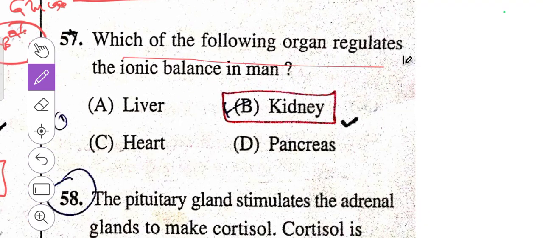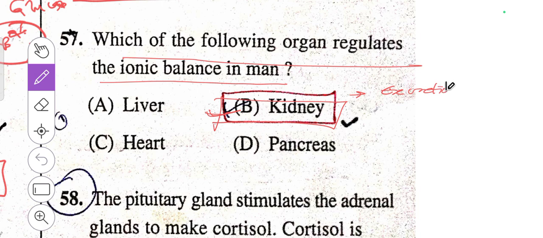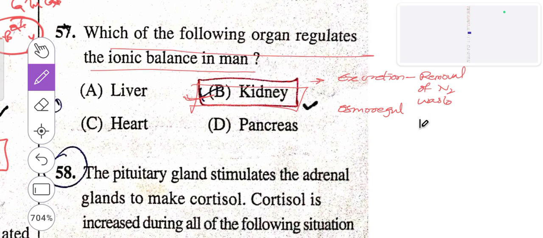Which of the following organs regulates the ionic balance in man? That is the kidney. The kidney does the function of excretion, that is, removal of nitrogenous waste, and also another function, osmoregulation. Osmoregulation is nothing but the balance of water plus salt. So the kidney will maintain the ionic balance.